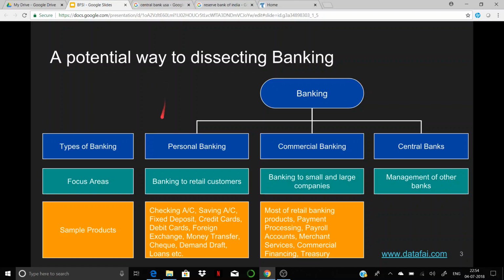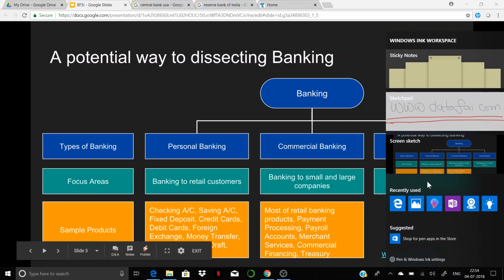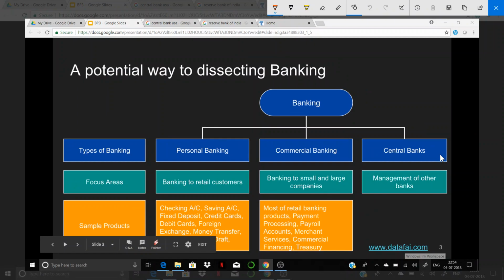Now let's focus again a little bit on personal banking, and let me just get my marker up and running one more time. And if we go look at personal banking, so we talked about that this is for the end retail customers, right? Now if you look at what types of products and services it has, it basically has your day-to-day products and services like the checking account, savings account, fixed deposit, credit cards, debit cards, foreign exchange, your demand draft, money transfer, all of that, the day-to-day things that we require and need from banking, right?